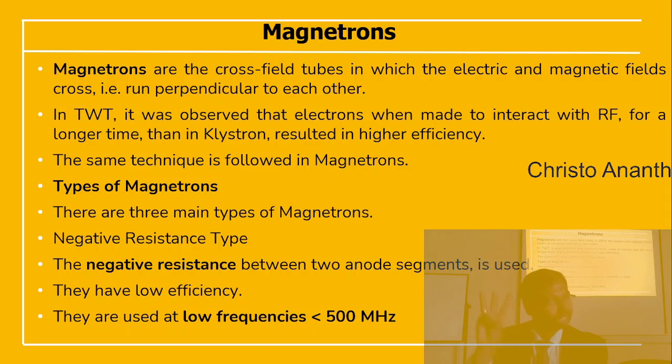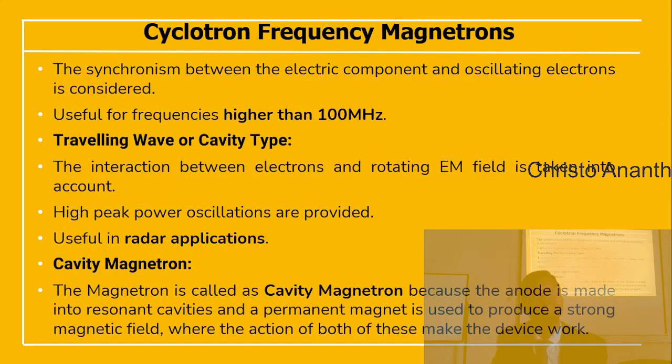We have three types of magnetrons. One is the negative resistance type, where negative resistance between the two anode segments is used. It has very low efficiency and you can use it at low frequencies, lower than 500 megahertz. Then we have the type where synchronization between the electric component and the oscillating electrons is considered, and you can use this type especially for frequencies higher than 100 megahertz.